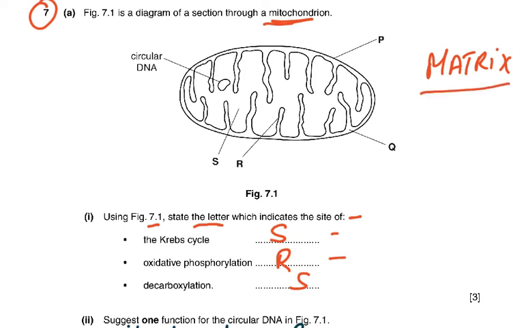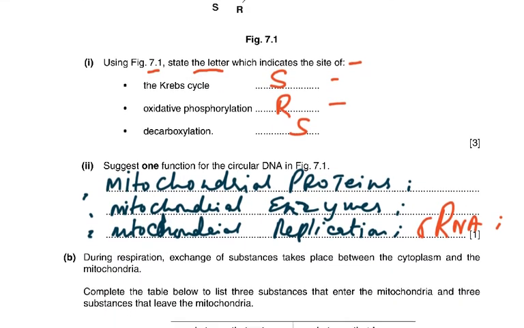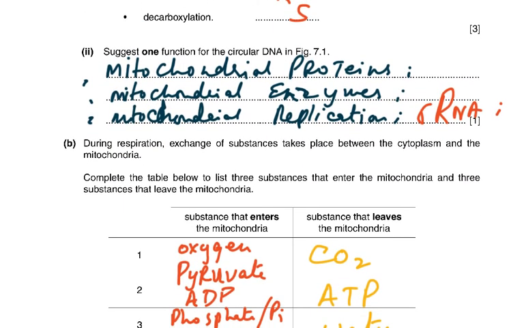And then of course we come on to the B part: suggest one function for the circular DNA. Circular DNA makes mitochondrial proteins, mitochondrial enzymes. It is important in mitochondrial replication. And of course, it also makes the ribosomal RNA for the 70S ribosomes which are present inside the mitochondria. Somebody might not have thought of that, and I can think of them asking you a suggest question on that this year.